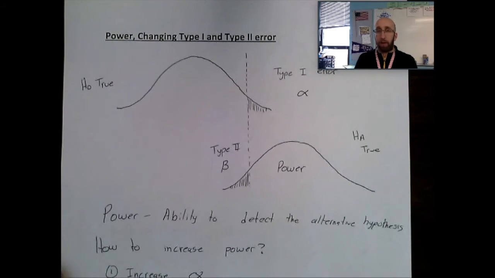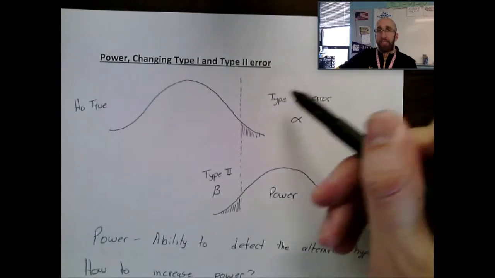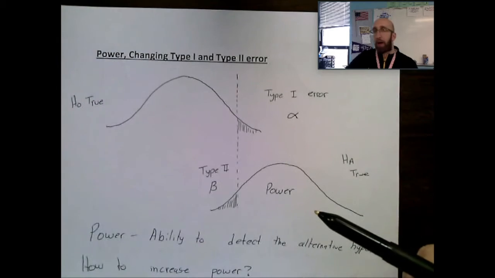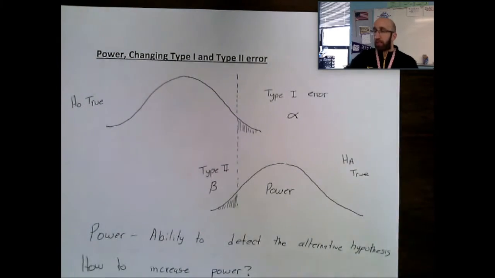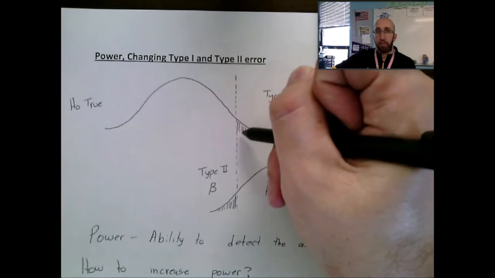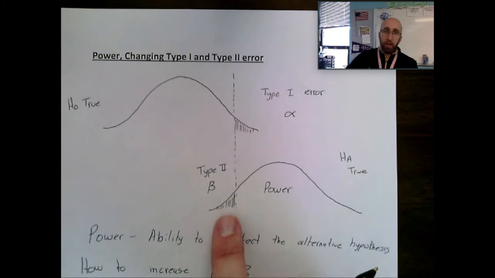So how do you increase power? The first way is to increase alpha. If you increase the size of a type 1 error, you're going to increase the size of power. Here's how you can think about it. The chance of a type 1 error is this shaded region right here. The chance of power is all this non-shaded region under this distribution. And while I'm talking about it, this tiny shaded region over here is the chance of a type 2 error.